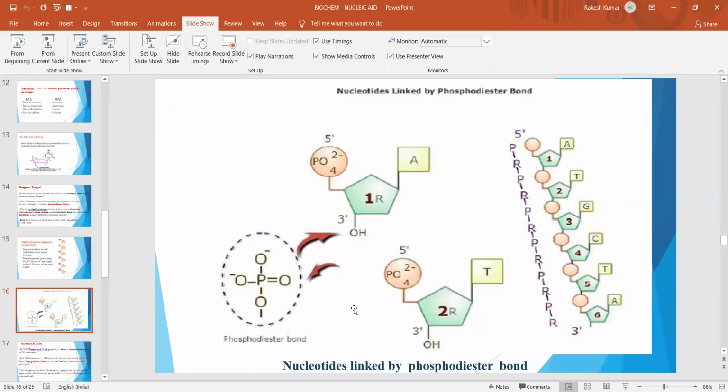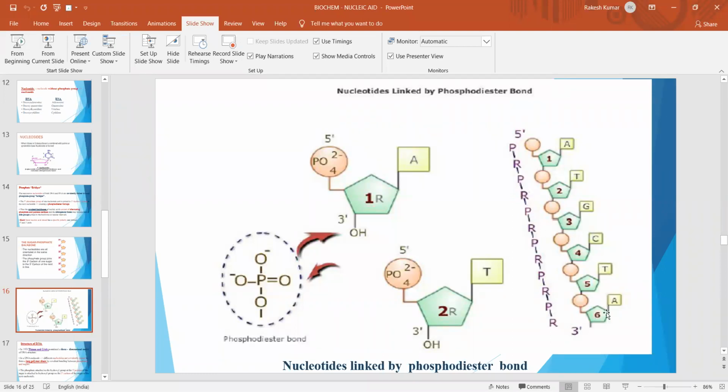These are nucleotides linked by a phosphodiester bond. That is, a phosphate group is attached to the hydroxyl group, that is C3, carbon 3 of one ribose sugar, and the same phosphate group is attached to C5 of the other ribose sugar. And here you can see there is a backbone of phosphate, sugar, phosphate, sugar, phosphate, sugar, and nitrogenous bases, that is adenine, thymine, guanine, cytosine, thymine, and adenine.